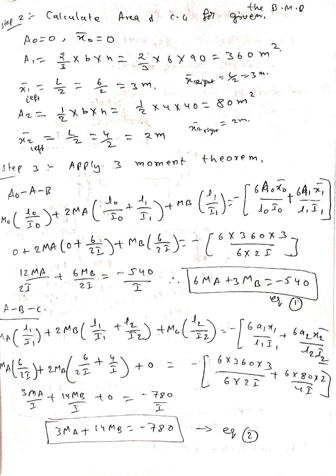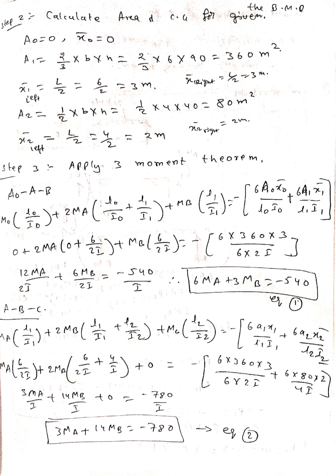Similarly, let us apply the three-moment theorem for ABC. We get MA L1 by I1 plus 2MB times (L1 by I1 plus L2 by I2) plus MC L2 by I2 equal to minus 6 A1 x1 bar left by L1 I1 plus 6 A2 x2 bar right divided by L2 I2.